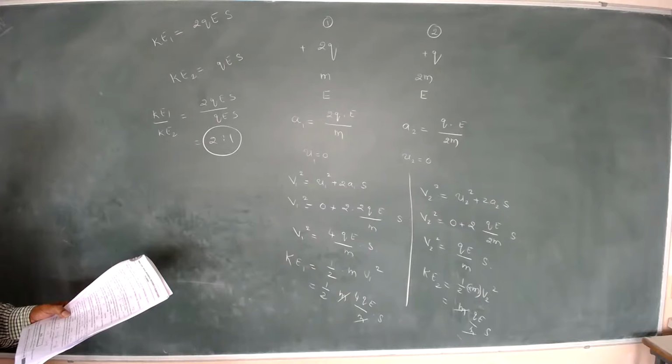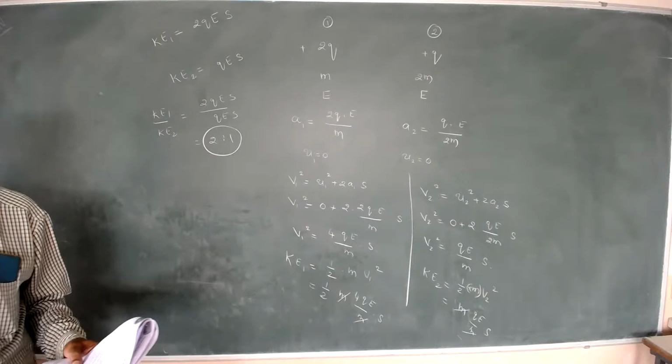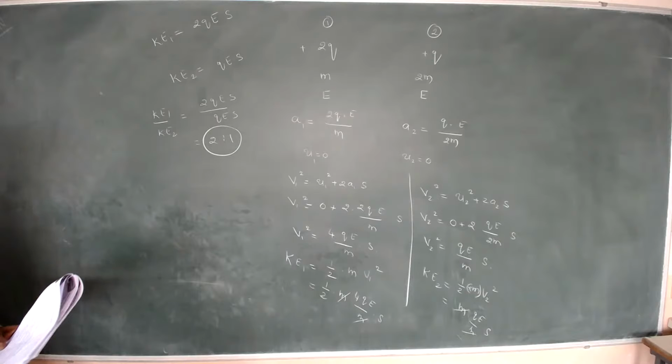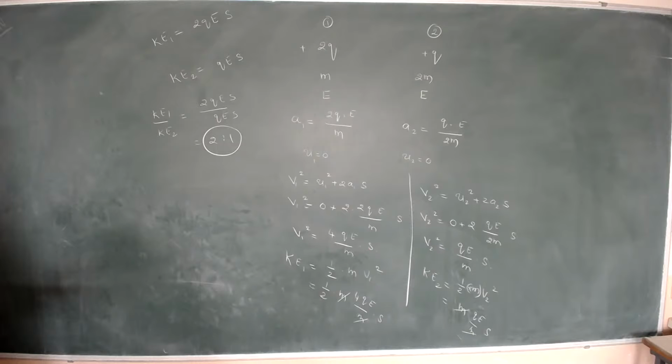Right, shall we take up the next one? An electron is projected with velocity 10 power 7 meter per second at an angle theta equal to 30 degrees with the horizontal. In a uniform electric field, 500 newton per coulomb is applied vertically upwards. Okay, one problem is skipped.